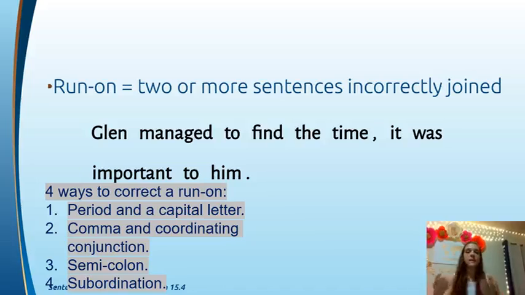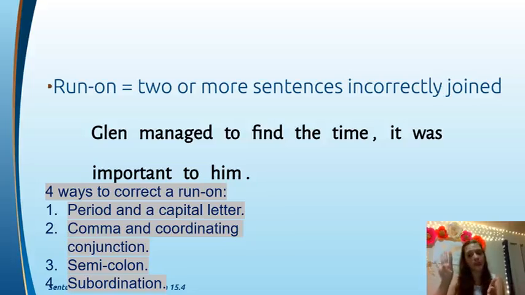Okay, Glenn managed to find the time. That is a complete sentence. Managed is your verb, Glenn is your subject, and you have a complete thought there. He managed to find the time. Then you have another complete sentence. It was important to him. Was is a verb, it is a subject, there's a complete thought there. Guys, you cannot combine 2 sentences with just a comma. So that's a run-on, because now it's 2 or more sentences combined incorrectly.